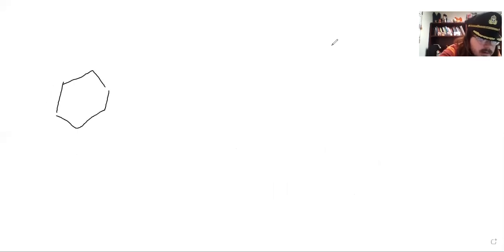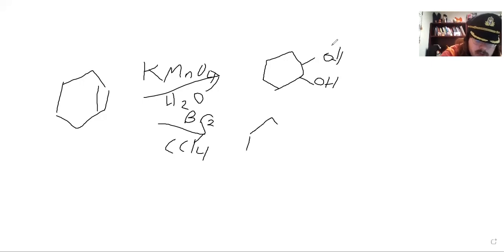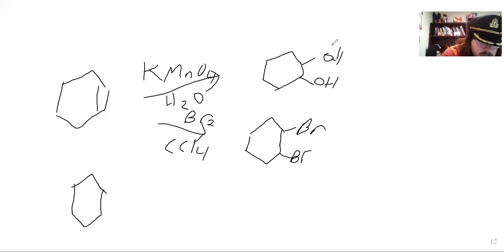Cyclohexene, if I put it in the presence of potassium permanganate and water, we all know that's going to oxidize this into a diol. If I use bromine in a chlorinated solvent like carbon tetrachloride, we're going to brominate this alkene pretty easily. But if I do this same reaction with benzene, we're going to have no reaction on both.